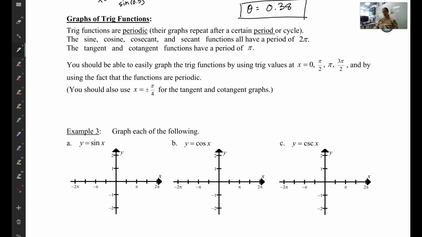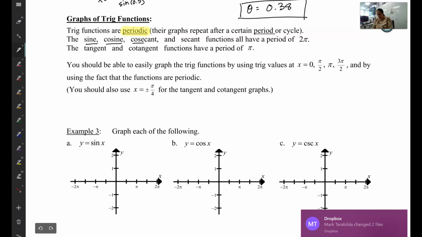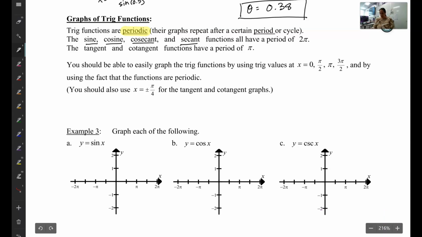Okay, let's talk graphs of trig functions. First thing you need to know, all trig functions are periodic, meaning that they have a certain pattern that repeats periodically, or on a period or cycle. Now, the sine, cosine, cosecant, and secant all have a natural period of 2 pi, meaning if they're not transformed or changed in any way, the period is 2 pi. Tangent and cotangent have a natural period of pi.